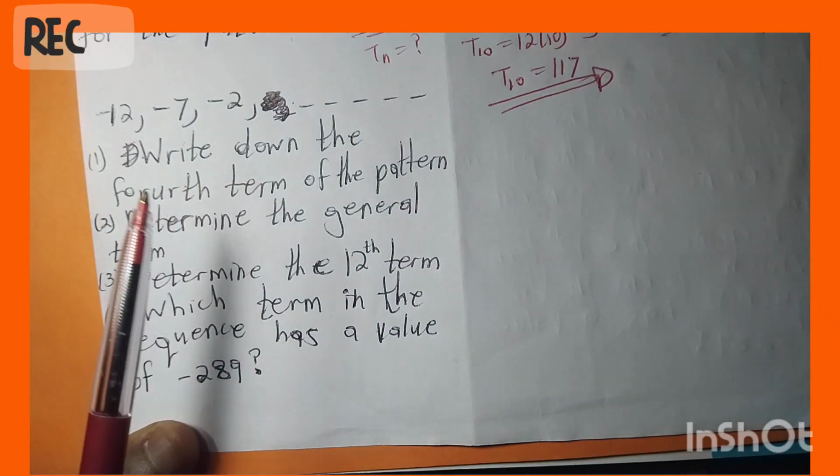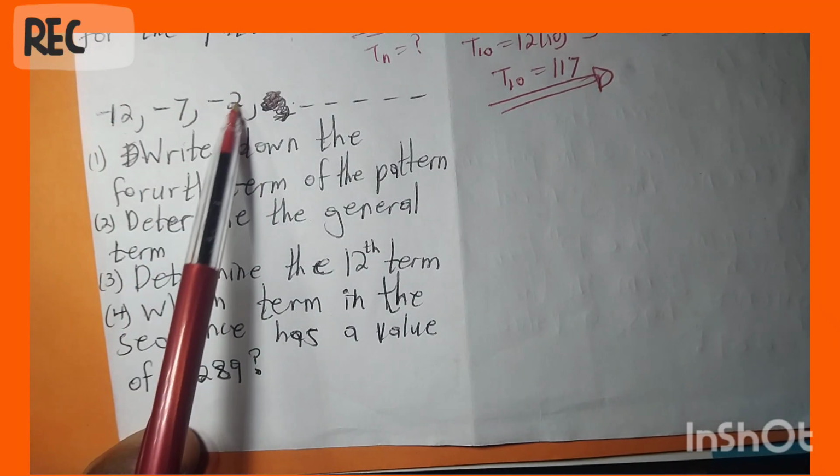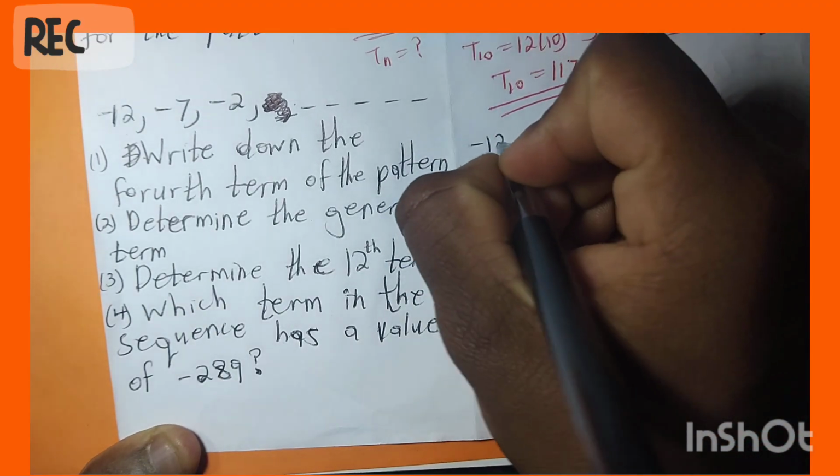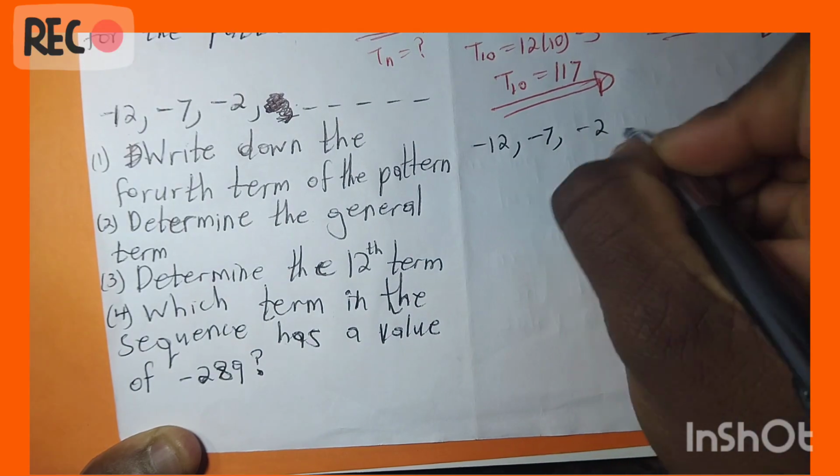Yeah, so this one is kind of tricky because of those negatives. And those negatives should not trick you. This thing is just straightforward. So let me just take this. It's minus 12, minus 7, minus that.